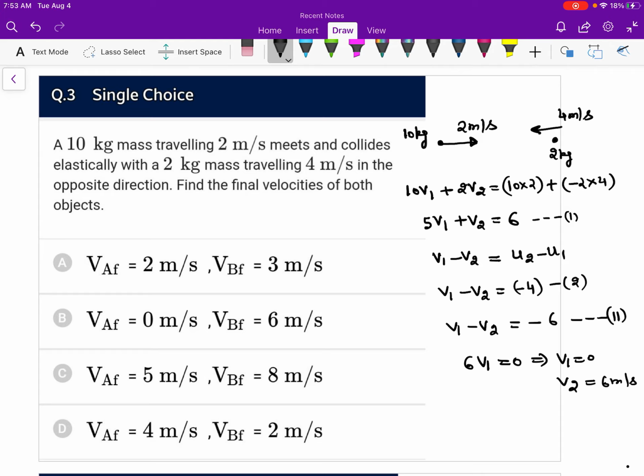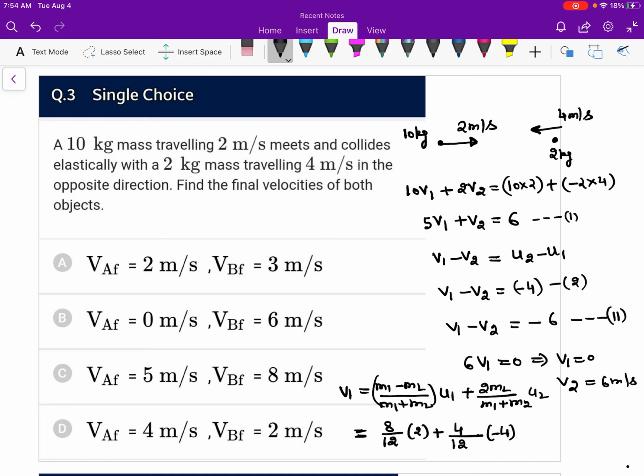And another method, if you remember the formula which you should, v1 is m1 minus m2 upon m1 plus m2 into u1 plus 2m2 upon m1 plus m2 into u2. So you should learn this formula if you haven't learned it so far. So m1 minus m2, so 10 minus 2, 8 upon 10 plus 2, 12 into u1, which is 2, plus 2m2, which is 4 upon m1 plus m2, which is 12 into u2 is in opposite direction, so minus 4. Okay, so this is 16 by 12 minus 16 by 12, 0. So v1 is 0. There is only one option with v1 equals 0. So B is the correct option.